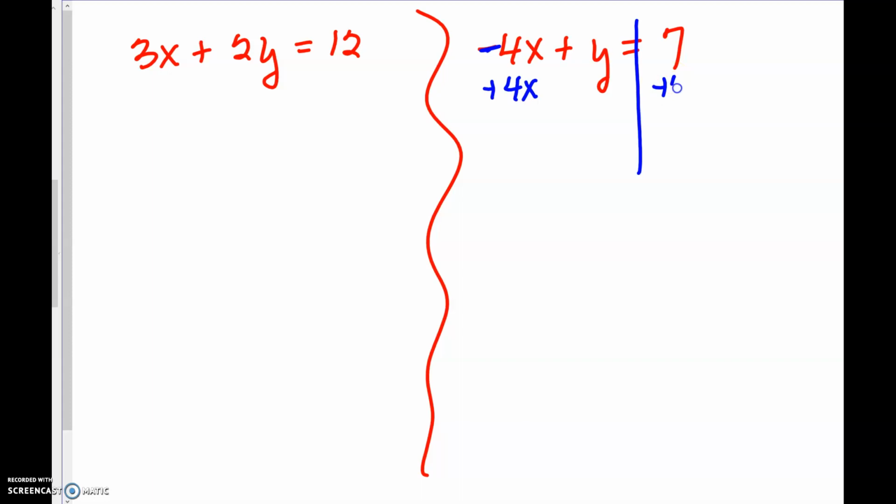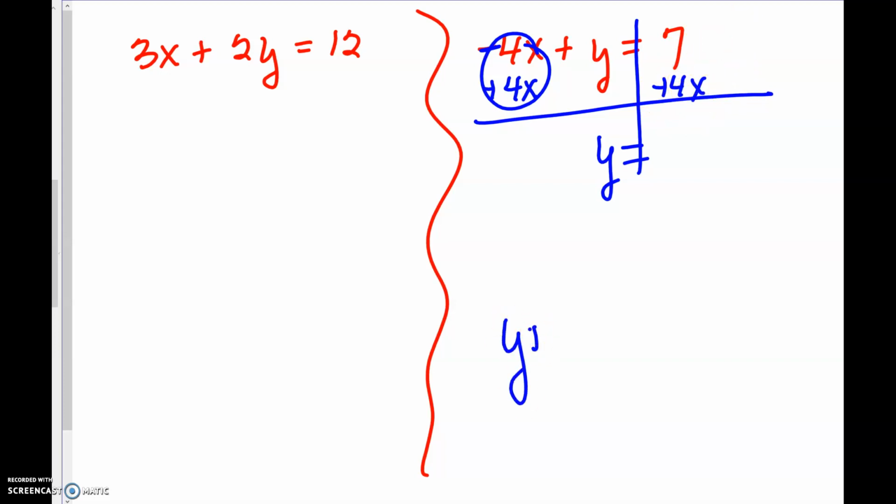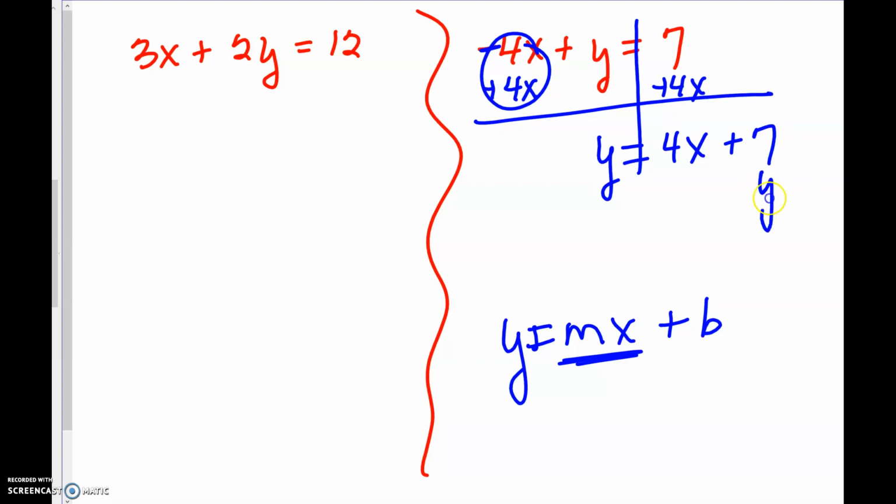And remember, we're doing it on both sides of that equal sign. That's why we draw that line down. So these are going to cancel out. And now we have y equals. And we always want to put this variable first because we want y equals mx plus b. So we want the mx next, which is going to be the 4x, and that 7 is positive, so then we write plus 7. This is my y-intercept, and this represents my slope.